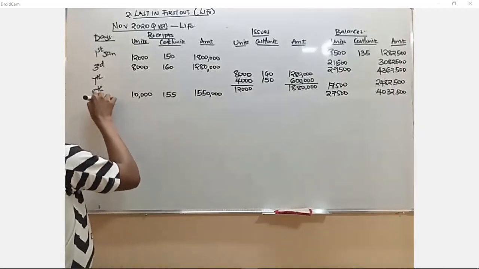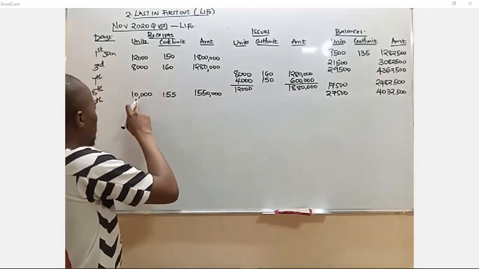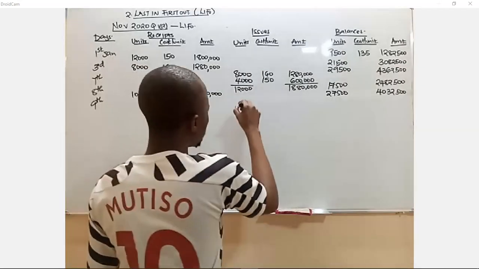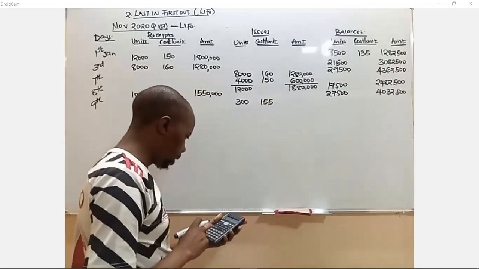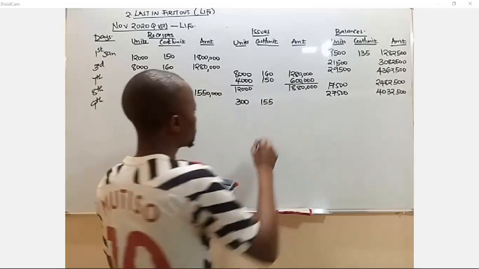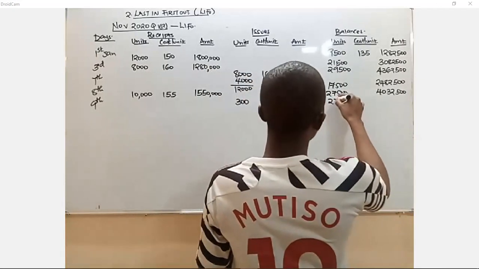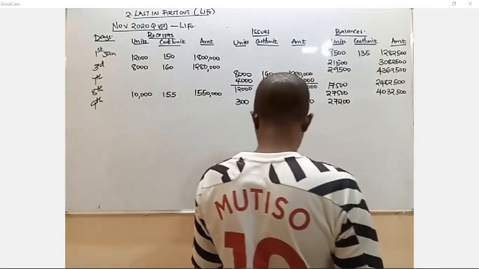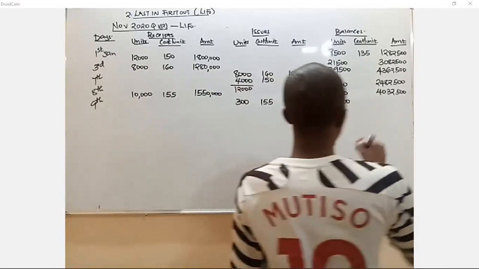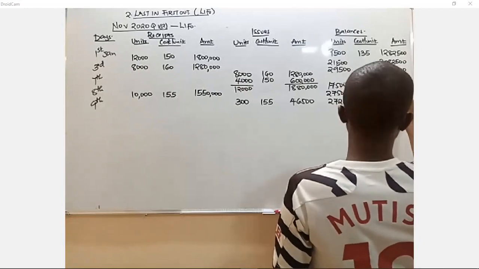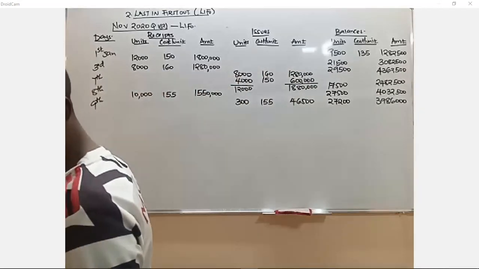Date 9, sorry. On 9, we said we issued 300, and 300 is going to be deducted from the last batch for date 8. So it is 300 by 155. So 300 by 155, getting 46,500. Right, subtract here, we are going to be getting 27,200. Then we take 40,32,500 minus answer, getting 39,86,000. I think that is correct.